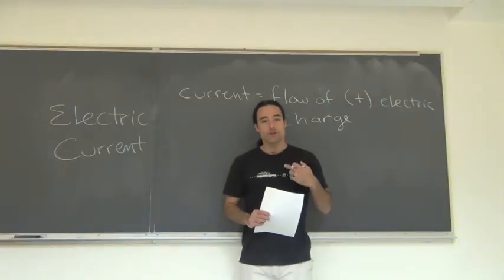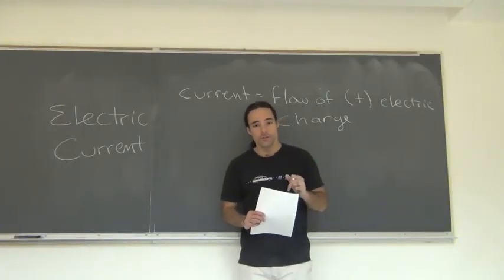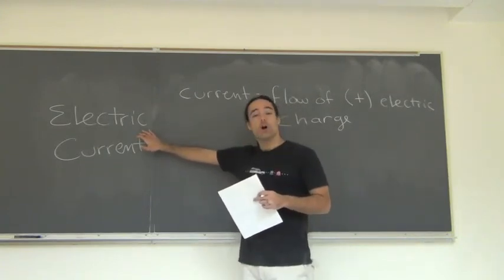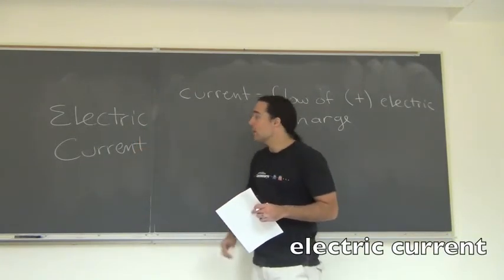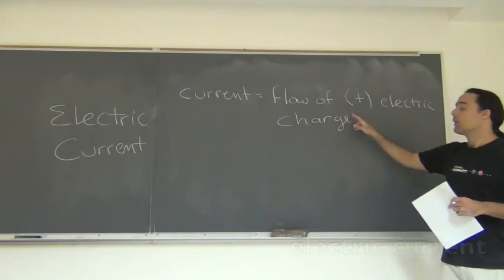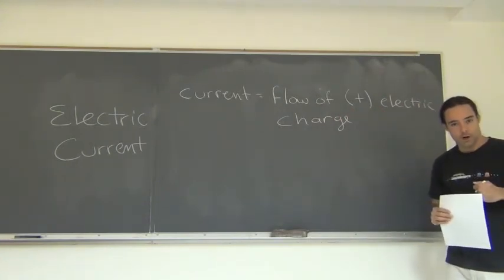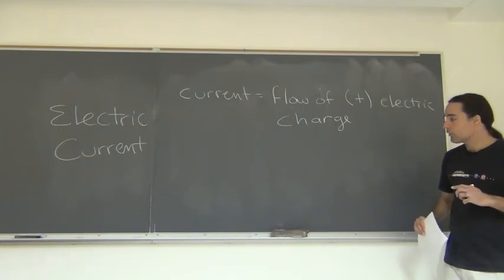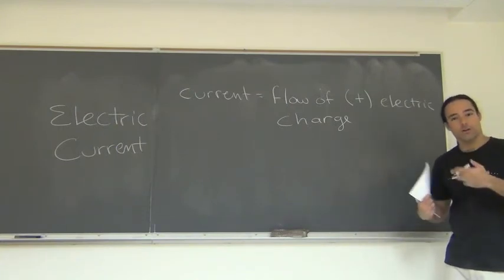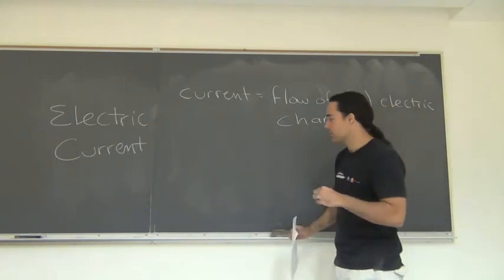What happens as charges move around? Well, it turns out we have a name for that. That's just called electric current. And we define electric current as the flow of electric charge, specifically the flow of positive electric charge. So how do we actually measure what current is? What does that actually mean, the flow of positive charge?